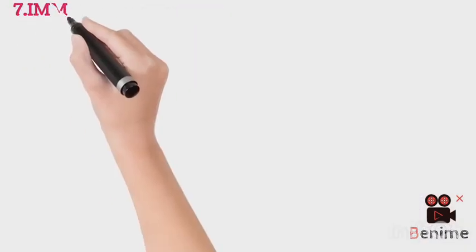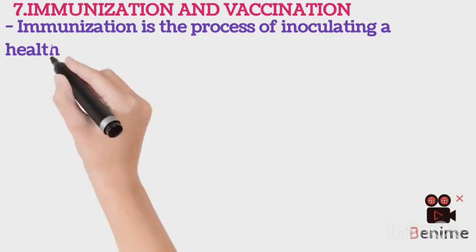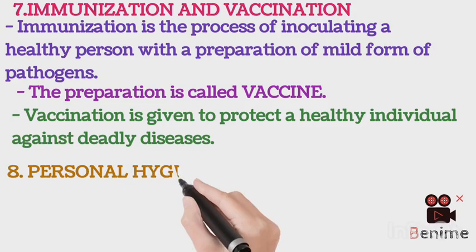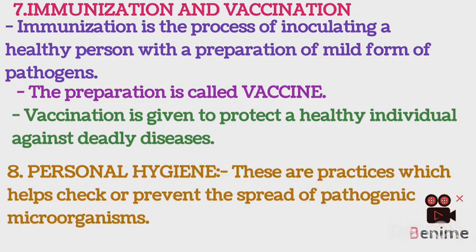The next one we have on the ways of controlling microorganisms is immunization and vaccination. Immunization is the process of inoculating a healthy person with a preparation of a mild form of pathogen. What is this preparation called? Vaccine. It's called vaccine, and it is given to protect a healthy person against deadly disease.